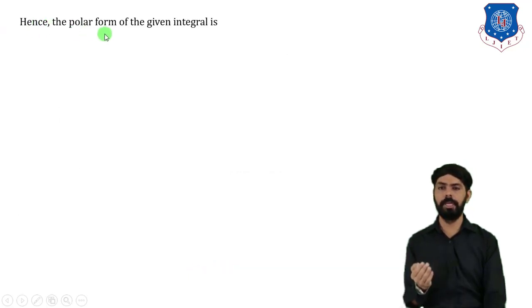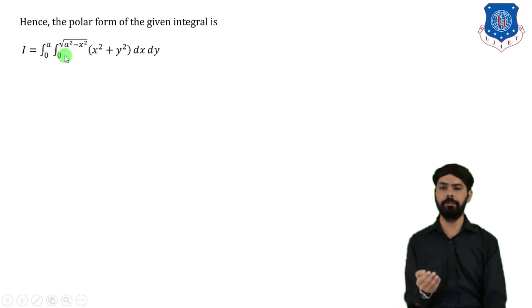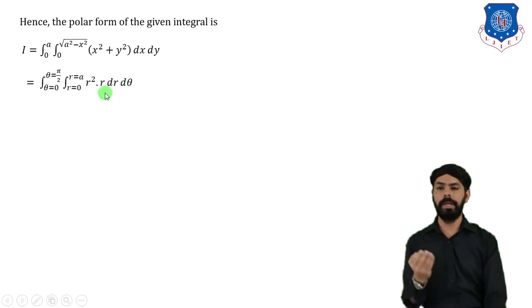Hence the polar form of the given integral is I is equal to integration from 0 to a, then integration from 0 to under root a square minus x square plus y square dx dy. This is the given question. So this will be integration from theta equal to 0 to theta equal to pi by 2, and integration from r equal to 0 to r equal to a, and x square plus y square can be written as r square, and dx dy will be replaced by r dr d theta. Here, as we have discussed earlier, the limit of r is r equal to 0 to r equal to a. Same way the limit of theta is theta equal to 0 to theta equal to pi by 2.